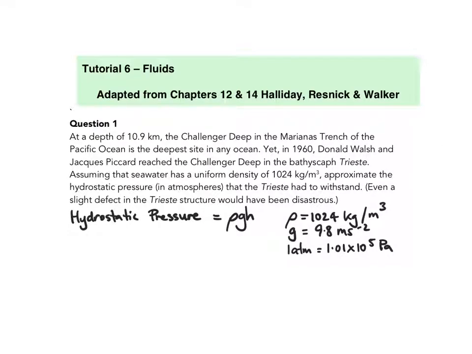So this is pretty straightforward. We just go rho g h, which is 1024 by g, which is 9.8, times the height. This is something we didn't write down over here. The height was 10.9 kilometers, which is 10900 meters. So we have that information.